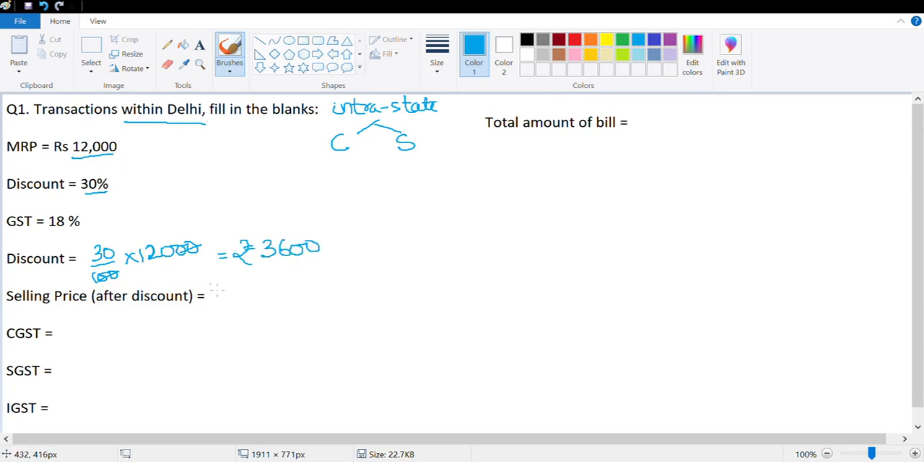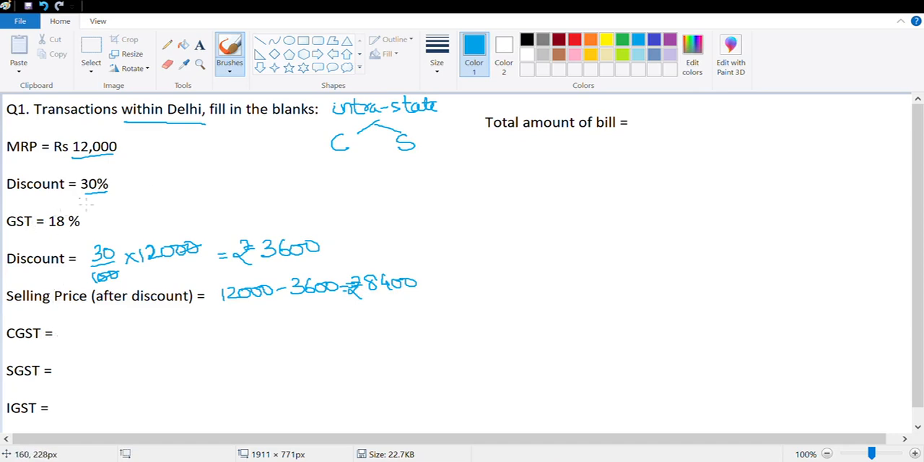Our selling price after discount will basically be equal to MRP 12,000 minus the discount which was offered, which will be equal to 12 minus 3, that's 9, 600 more gone. This is 8,400 in rupees. Next, we need to calculate CGST.